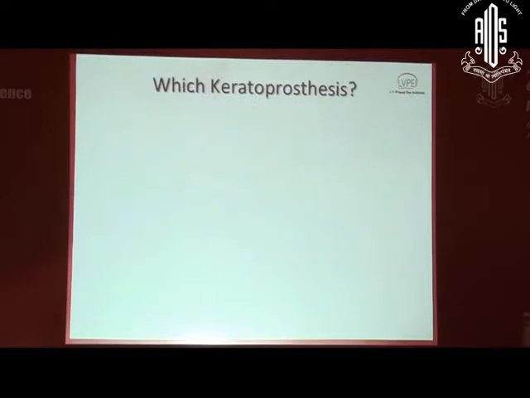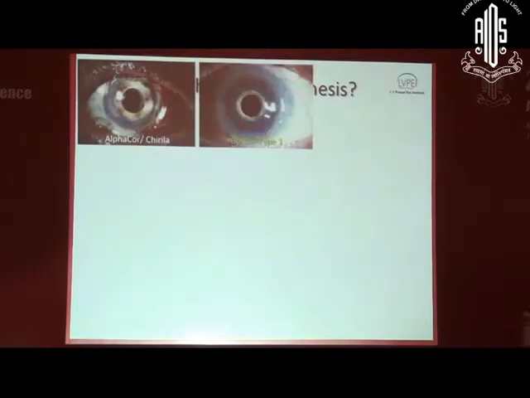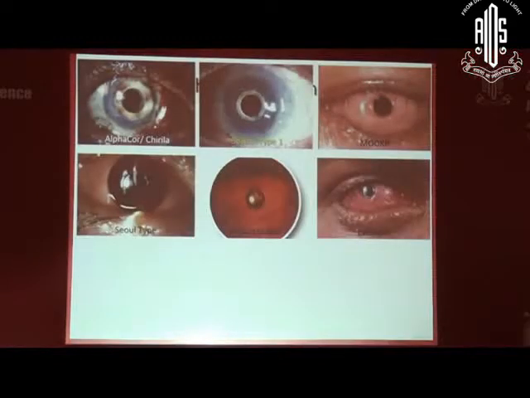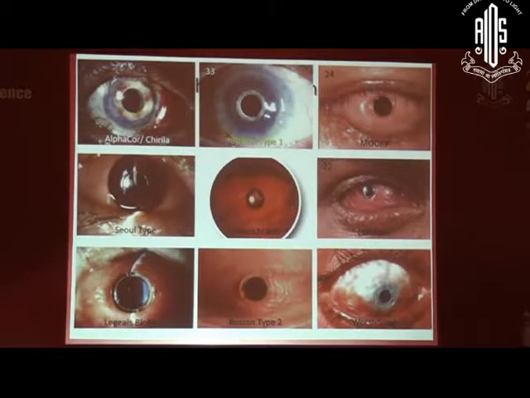And then, which keratoprosthesis? You may be aware that there are many different types of keratoprosthesis, and these are just a few of the ones currently being implanted around the world. If you look at the top left, I have mentioned some numbers. These indicate the number of procedures that I have done.